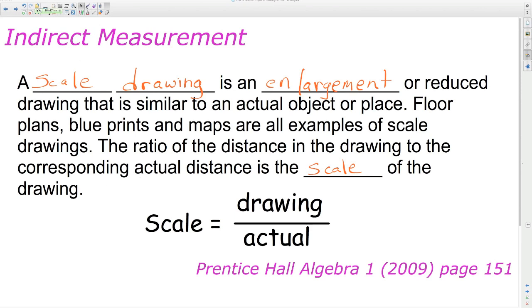Here we see this word corresponding again. The idea of a scale drawing is similar to the idea of similar figures. In fact, similar figures are behind the idea of scale drawings. We can see here the ratio or the rate is the measurement in the drawing over the measurement in the actual figure. That's the scale. So the drawing over the actual.